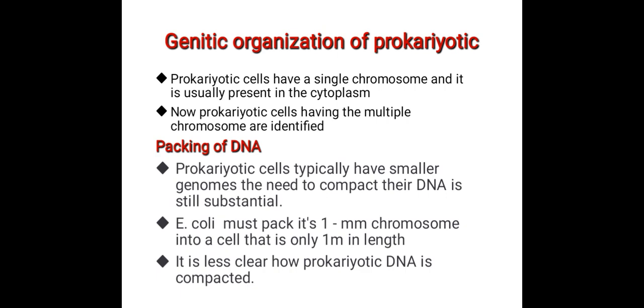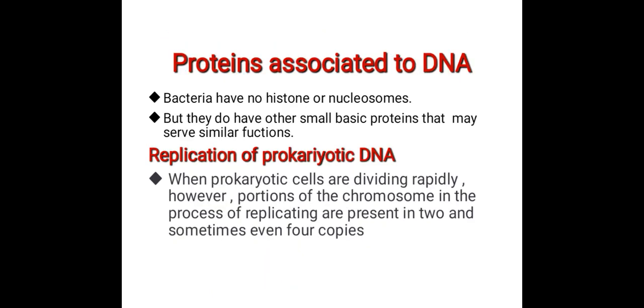Packing of DNA. Prokaryotic cells typically have smaller genomes, but the need to compact their DNA is still substantial. E. coli must pack its 1 mm chromosome into a cell that is only 1 micrometer in length. It is less clear how prokaryotic DNA is compacted. Proteins associated with DNA: bacteria have no histones or nucleosomes, but they do have other basic proteins that serve similar functions. Multiplication of prokaryotic DNA: when prokaryotic cells are dividing rapidly, portions of the chromosome in the process of replication are present in 2 and sometimes even 4 copies.